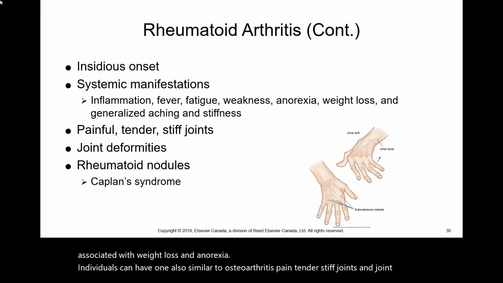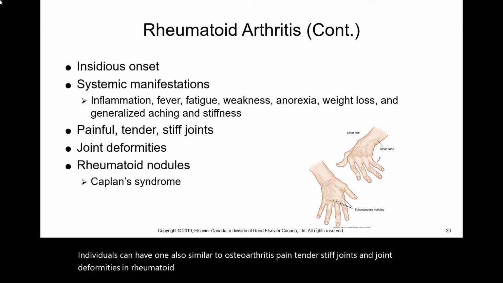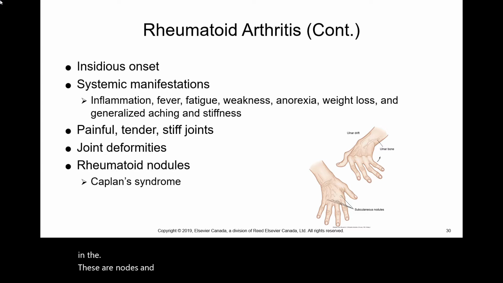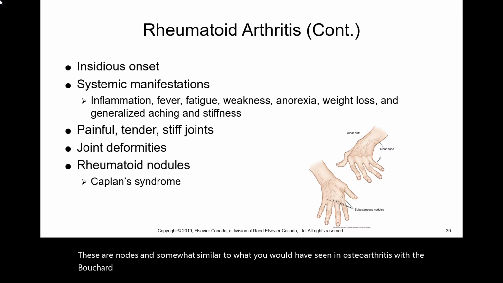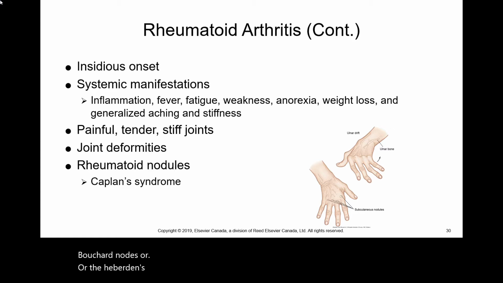In rheumatoid arthritis, there is something known as Caplan's syndrome, and in these there are nodes, and it's somewhat similar to what you would have seen in osteoarthritis with the Bouchard nodes or the Heberden's nodes as well. So once again, that characteristic joint deformity.